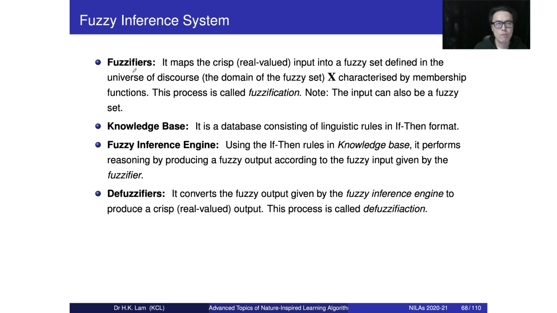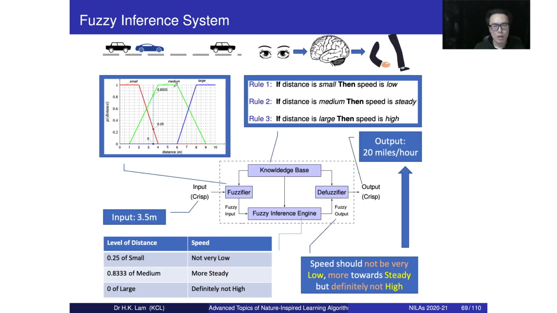In the following, I'm going to explain these four units, and I would like to highlight that the domain of the fuzzy set is called the universe of discourse. For example, in the driving application, the distance from 0 to 10, we have this membership function, and this range right here is the universe of discourse.